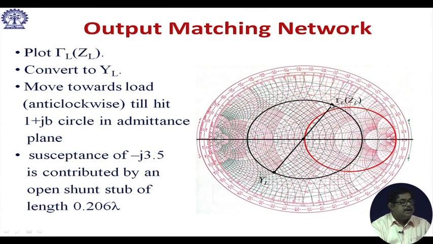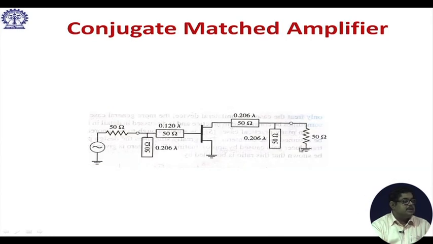You plot ZL, it is here, again convert it to YL, then move towards the load. Since I am moving towards the load, it is anticlockwise. So, move here, you are hitting here. The susceptance again here is minus j 3.5, contributed by an open stub of length this. So, this is the final design.